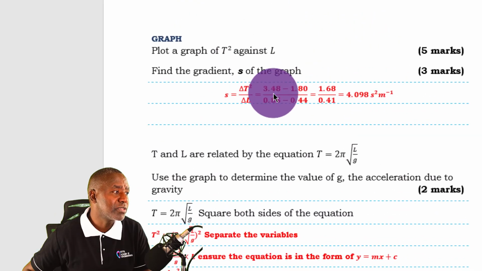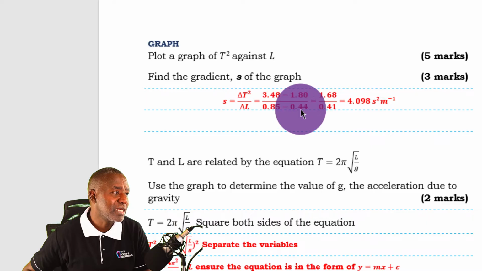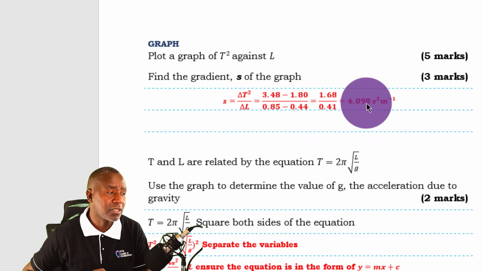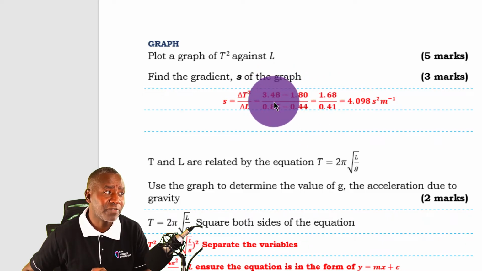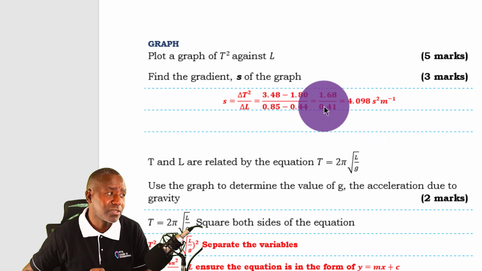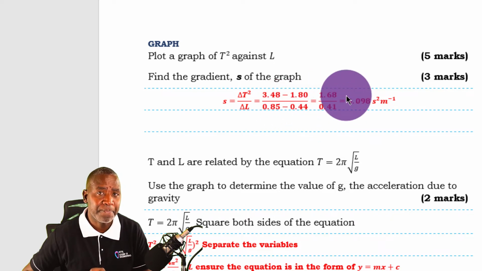Show these values, this minus this, this minus this. Don't just use a calculator and write the final answer. No, show that you have read this, because the examiner is going to confirm whether these are the values that you've used in order to get this and in order to get that.